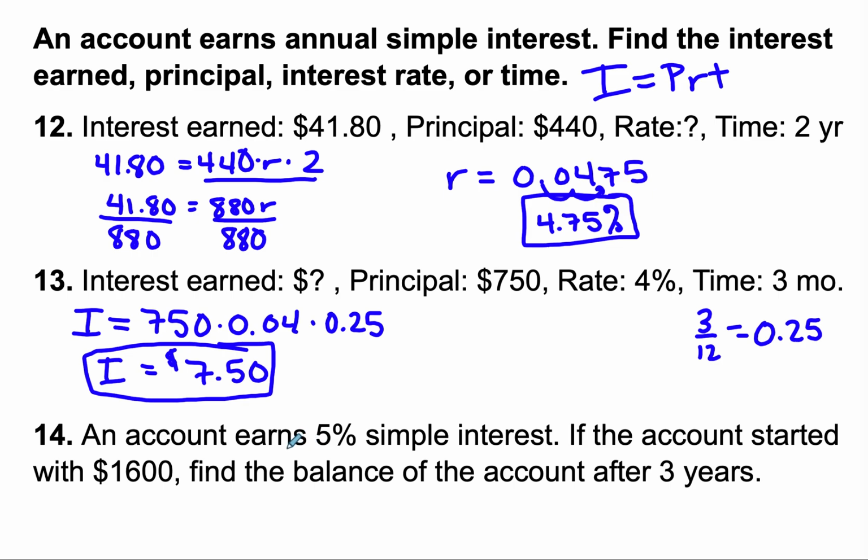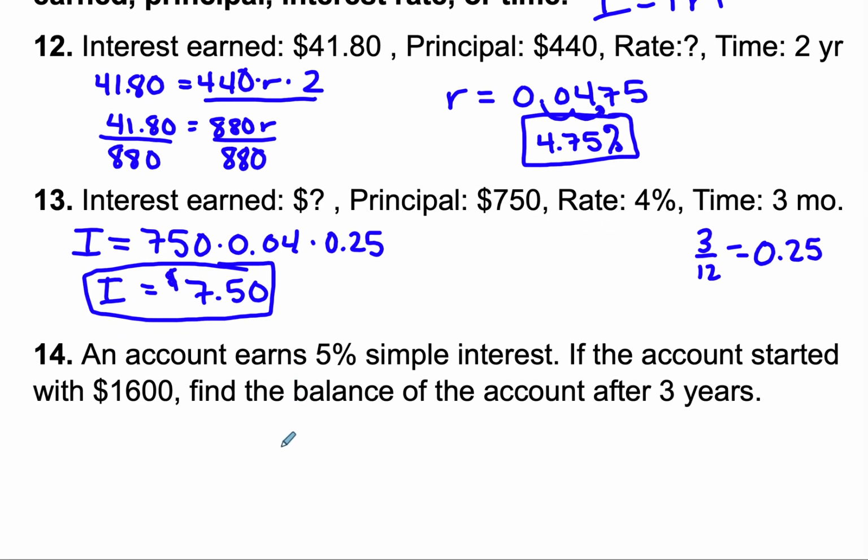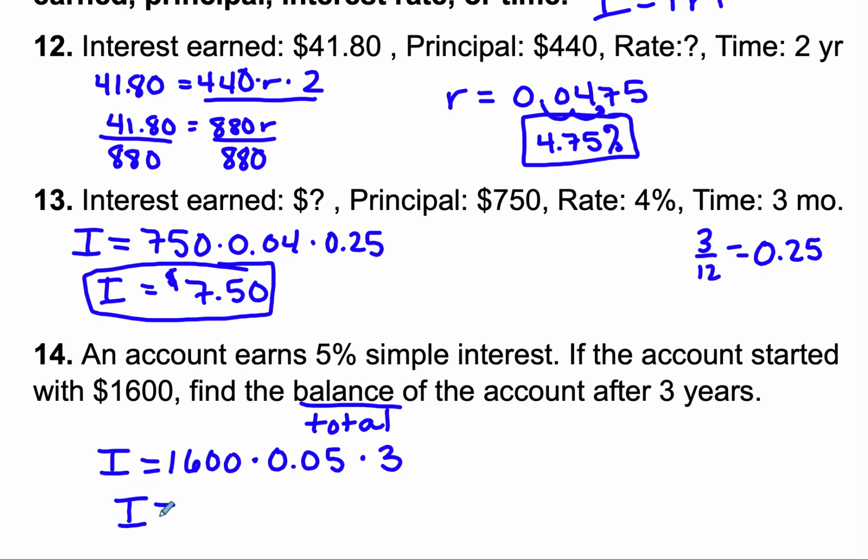All right, and then let's take a look at this next one. An account earns 5% simple interest. If the account started with $1,600, find the balance of the account after 3 years. Balance, remember, means total. We have to add at the end. We don't know the interest. We know the principal, that's what we start with. We know the rate, 5% as a decimal is 5/100ths. We know the time in years, 3. So we're going to multiply those 3 numbers to give us our amount of interest.